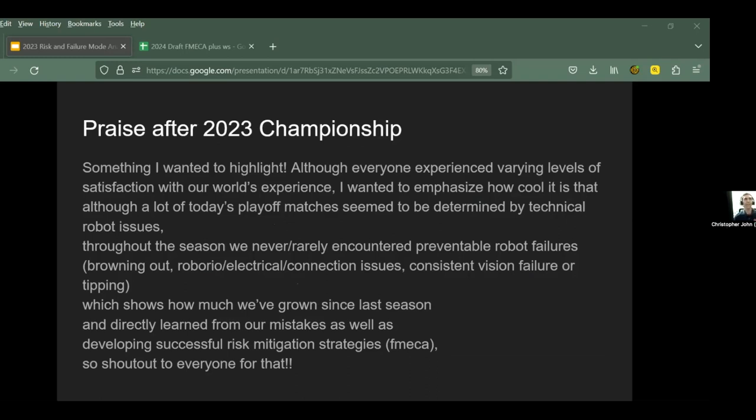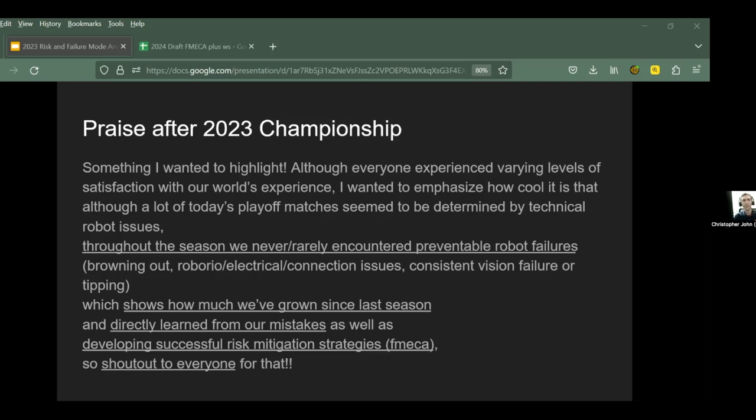Something I wanted to highlight. Although everyone experienced varying levels of satisfaction with our Worlds experience, I wanted to emphasize how cool it is that although a lot of today's playoff matches seem to be determined by technical robot issues, throughout the season we never or rarely encountered preventable robot failures, such as browning out, RoboRIO electrical connection issues, consistent vision failure, or tipping, which shows how much we've grown since last season and directly learned from our mistakes, as well as developing successful risk mitigation strategies such as FMEA. So shout out to everyone for that.